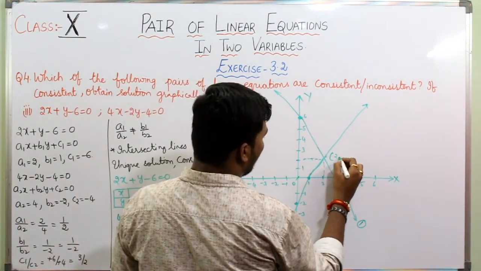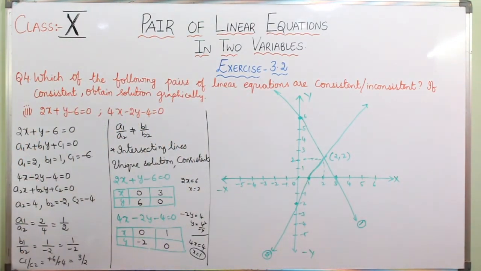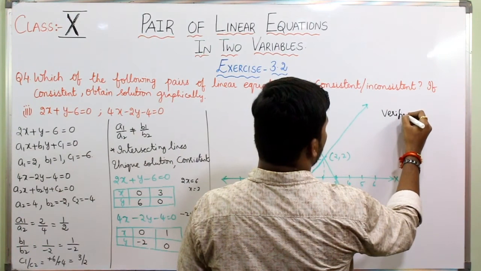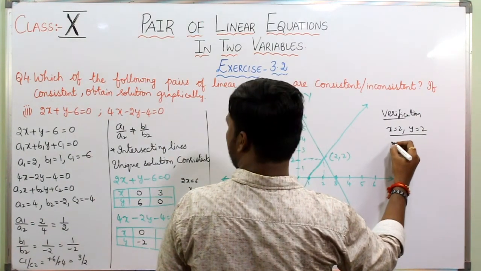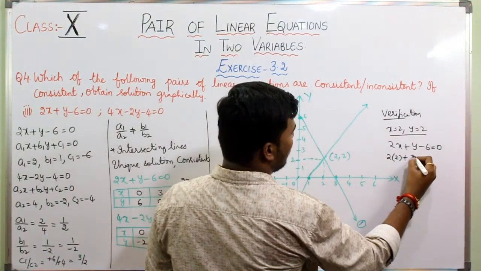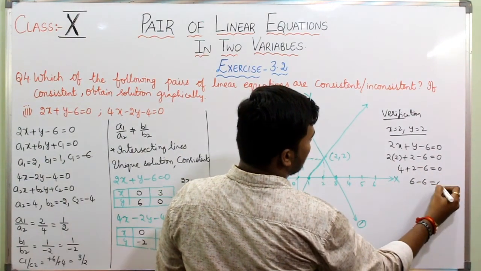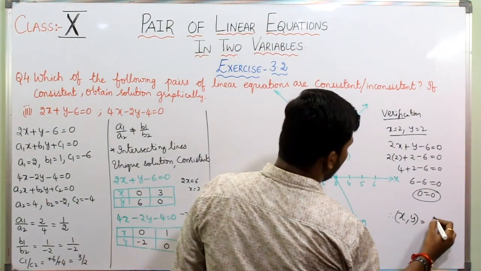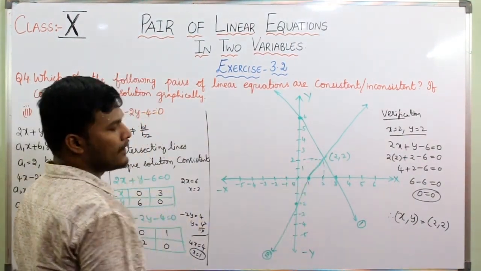So both will be intersecting at point 2, 2. So this point 2, 2 is the solution for this linear equation. Let us check whether it is a solution or not by verifying it. Let x is equal to 2 and y is equal to 2. Consider the equation 2x plus y minus 6 is equal to 0. 2 into 2 plus 2 minus 6 is equal to 0. 4 plus 2 minus 6 is equal to 0. 6 minus 6 is equal to 0. 0 is equal to 0. So therefore x comma y is 2, 2, which is the solution of this equation, found graphically.